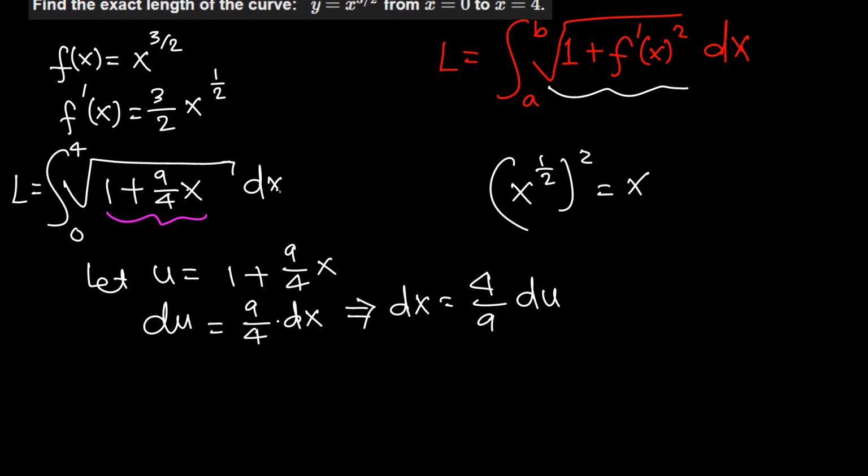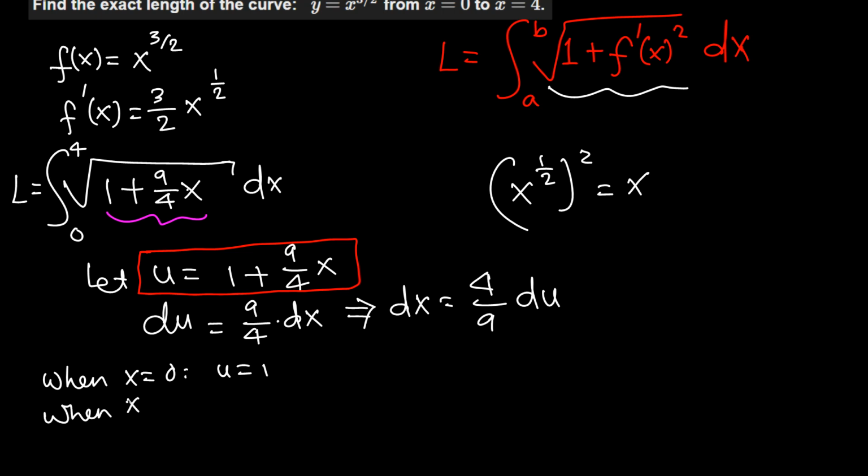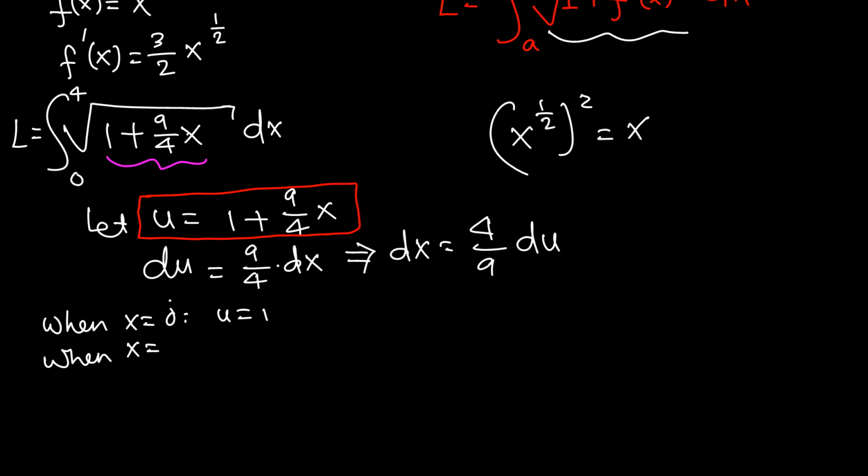That means when x is 0, I'm going to find the corresponding u from this assumption. Okay, when x is 0, u is 1 plus 9/4 times 0, which is just 1. And when x is 4, the upper limit, we get u equals 1 plus 9/4 times 4. 4 cancels, 9, 1 plus 9, which is 10.